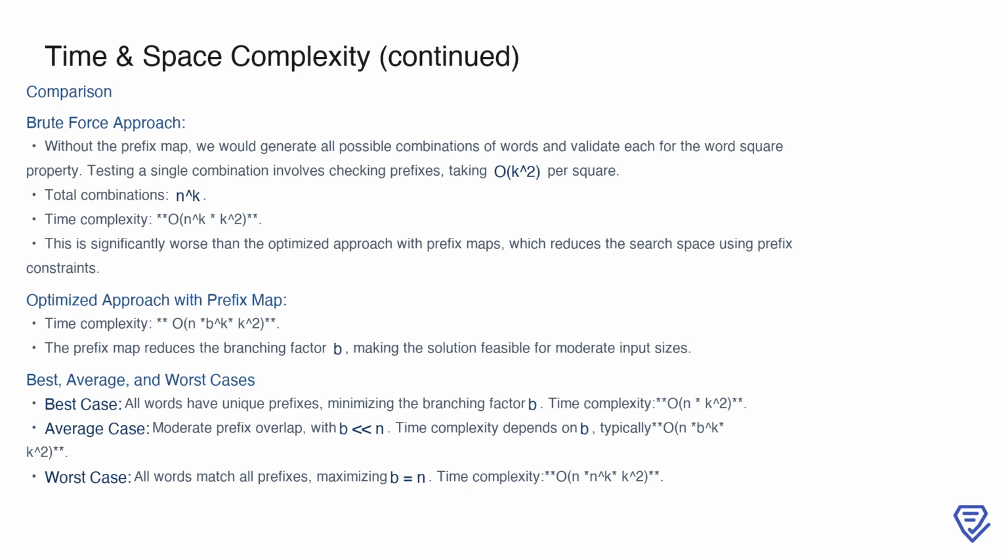In the worst case, where all words share the same prefixes, b equals n, leading to a time complexity of O(n times n to the power of k times k squared). This illustrates how the prefix map significantly improves the feasibility of solving the problem for moderately sized inputs.